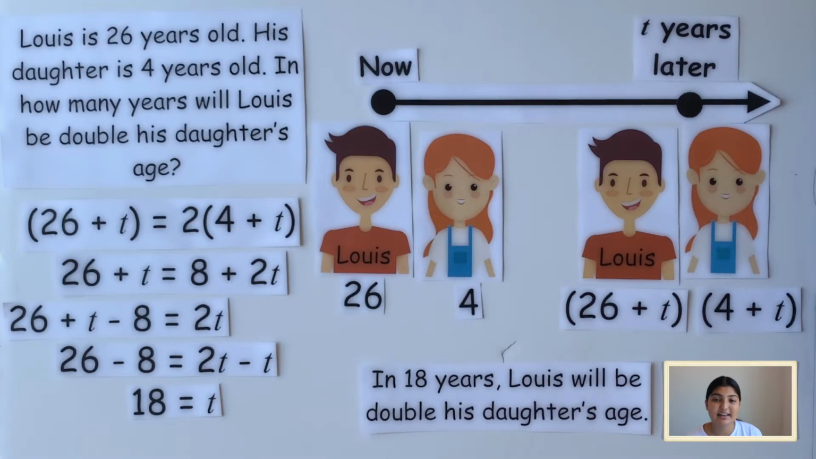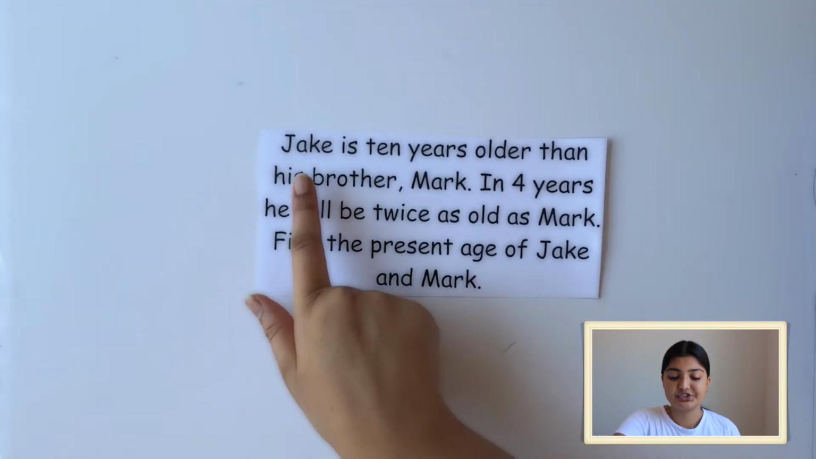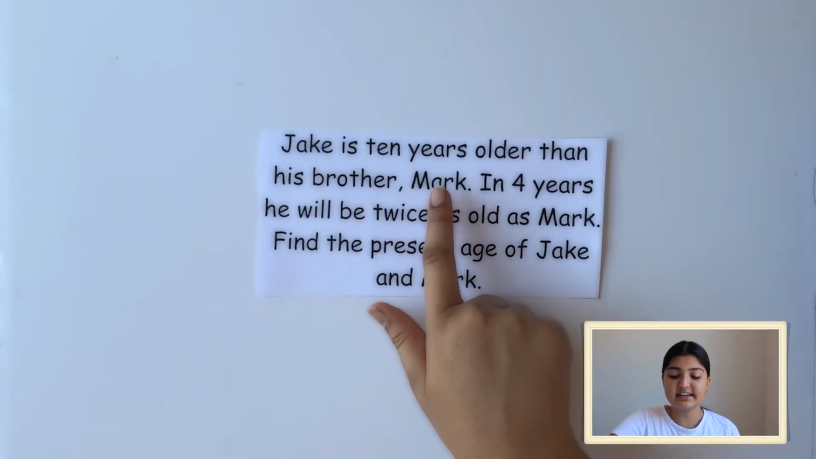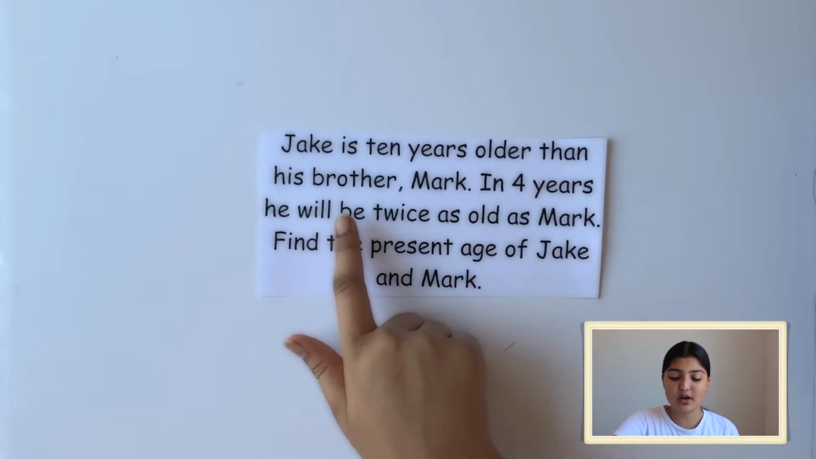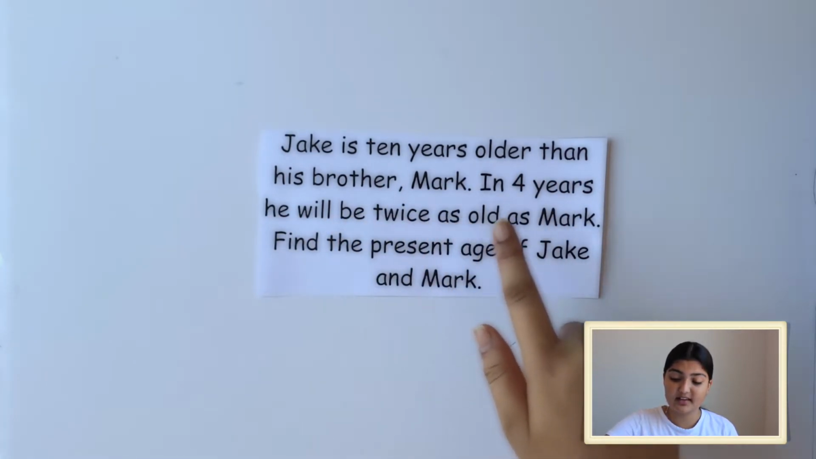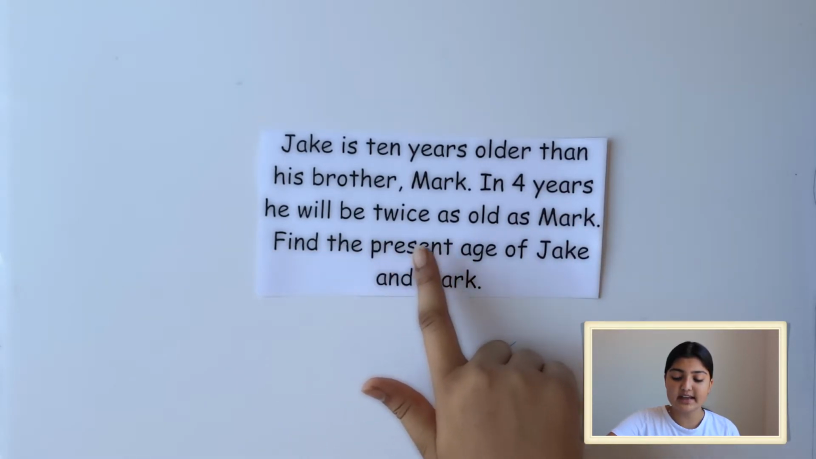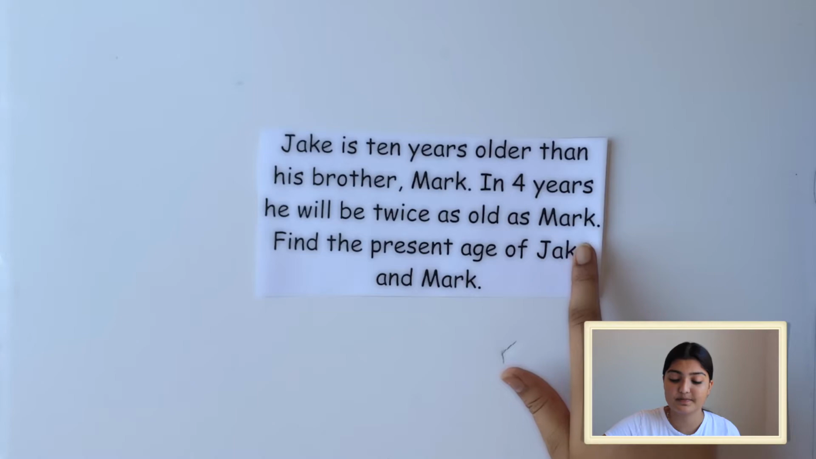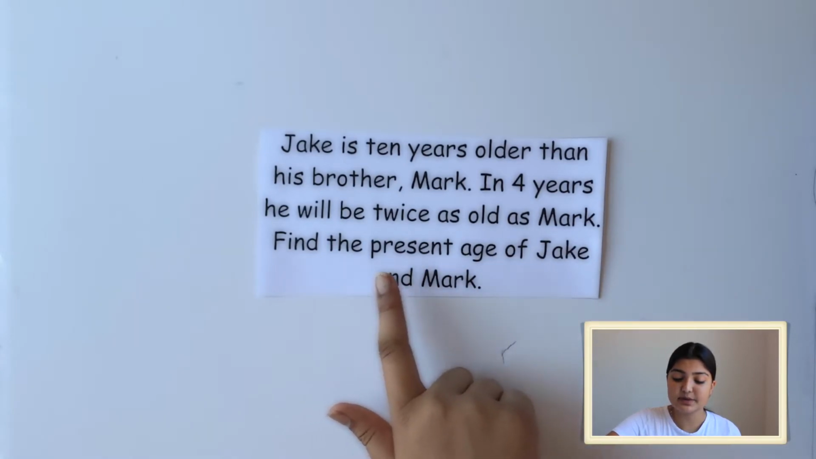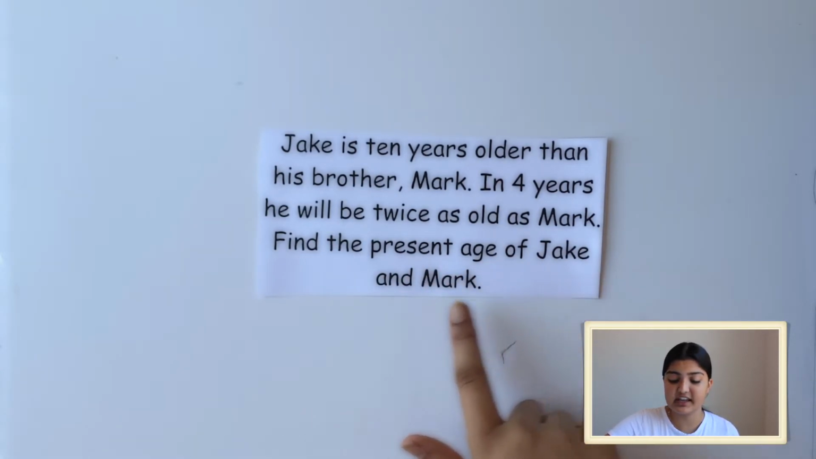Now, let's look at another example. Jake is 10 years older than his brother, Mark. In 4 years, he will be twice as old as Mark. Find the present age of Jake and Mark.